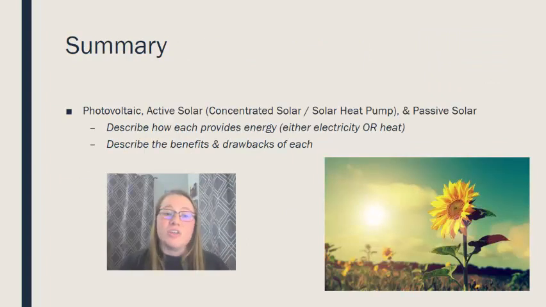Now, in summary, you need to be able to describe how each of the energy sources produces energy, either electricity or heat, and the benefits and drawbacks of each of them. Now, remember the types of solar energy discussed included photovoltaics, active solar, which falls in the categories of concentrated solar arrays and solar heat pumps, and also how passive solar works.